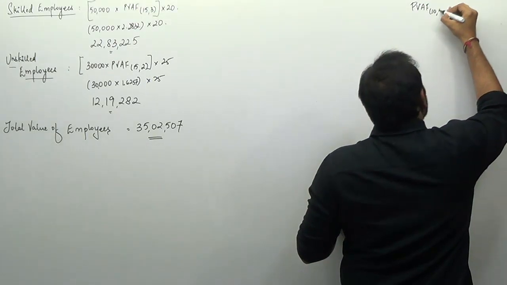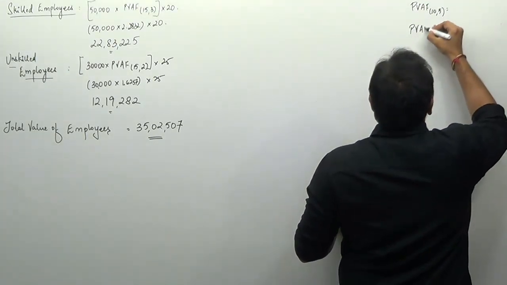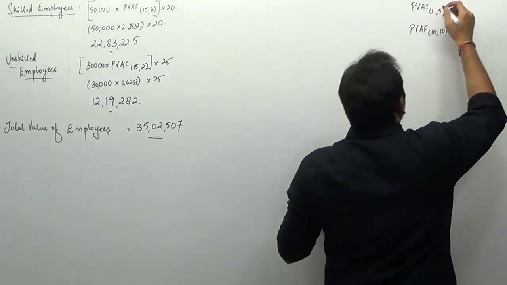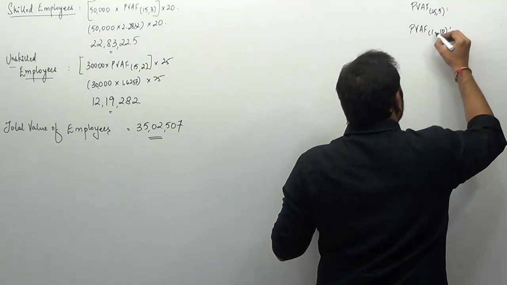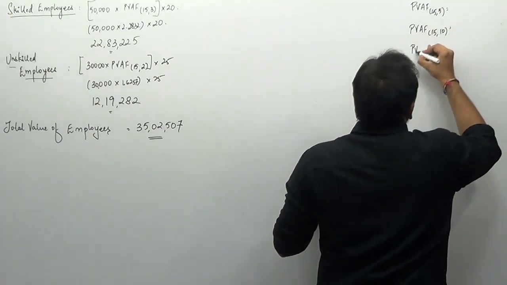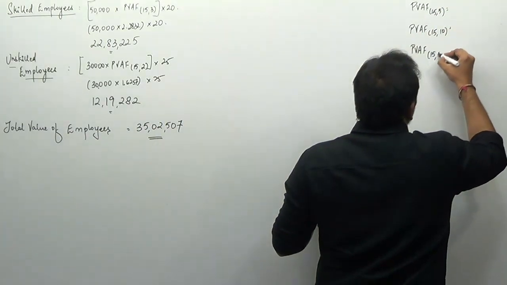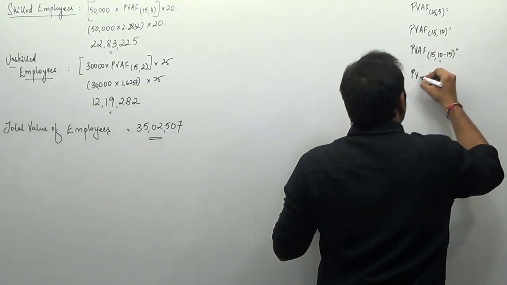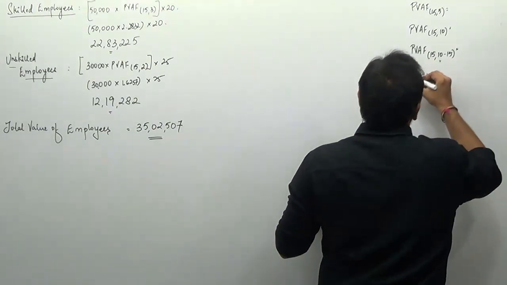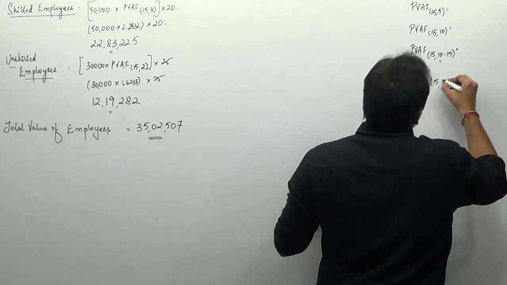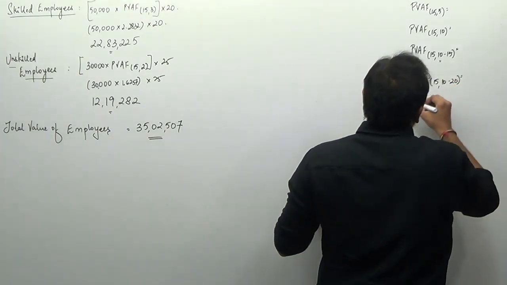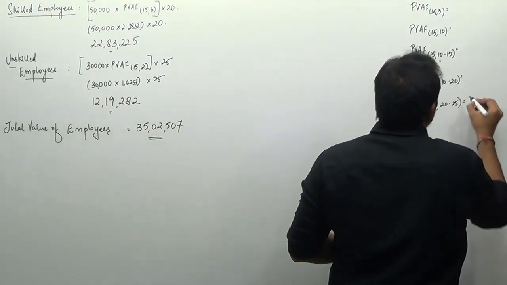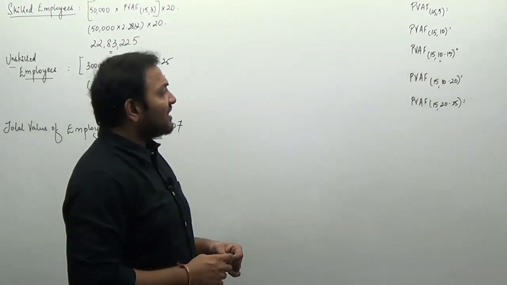PVAF 10, 5. PVAF 10, 10. Once again, discount factor is 15, guys. 15, 10. PVAF 15%, 10 to 15 years. PVF 15%, 10 to 20 years. PVF 15%, 20 to 25 years. These are the PVFs I need.